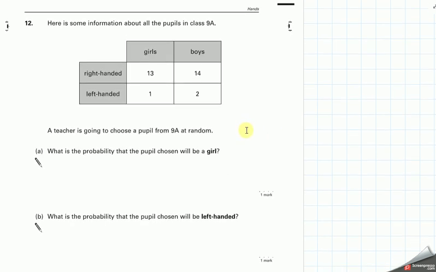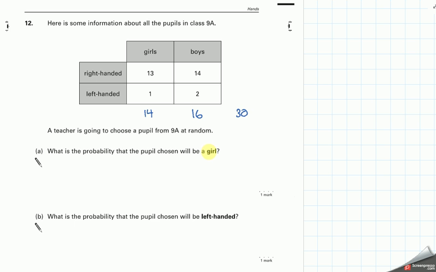Right. Question 12. A teacher chooses a pupil from 9A at random. Here's some information about pupils in class 9A. At the top here, there's right-handed girls, right-handed boys, left-handed girls, left-handed boys. What's the probability the pupil will be a girl? So a random pupil, first of all we need to know how many pupils there are in total. There are 14 girls, there are 16 boys, and there are 30 pupils in total.